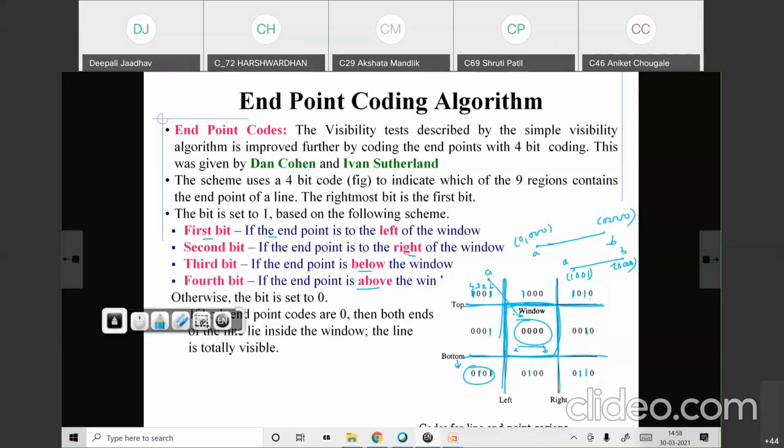Clear? Now see again, I am going to give you one more example. Suppose A to B. The A code is 0 0 0 0 and the B code is 0 0 1 0. So A code is 0000 means it is inside the window. But B code is 0010 means second bit is 1. When the second bit is 1, the end point is to the right of the window. So B point is somewhere in this region. Suppose I use another one.